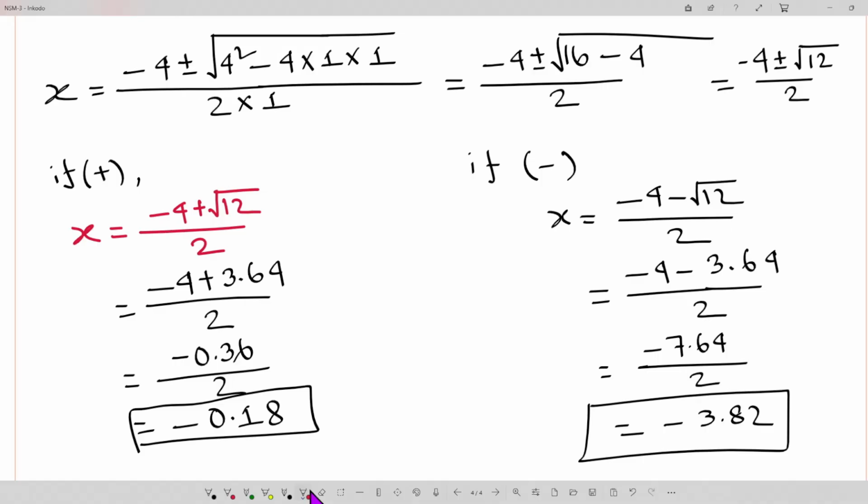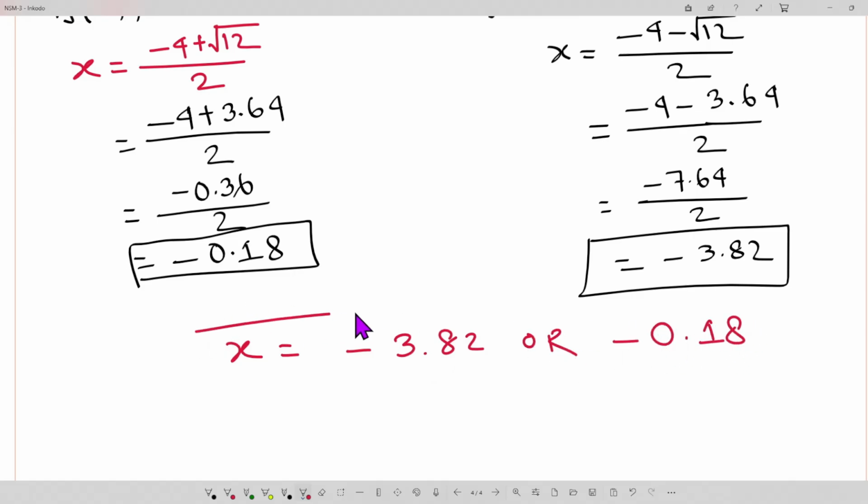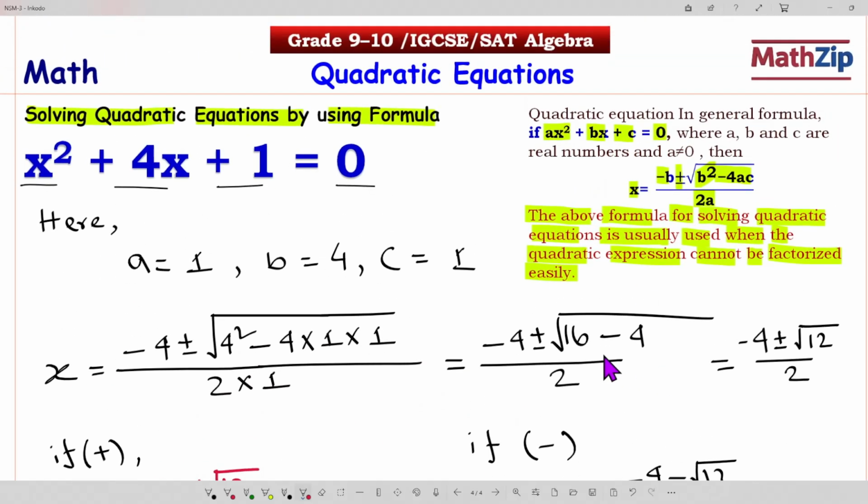So finally we can say x equals minus 3.82 or minus 0.18. I hope you understand this one. Just keep in mind: first we have to try to solve by factorization. If not, at that time we will use this formula.